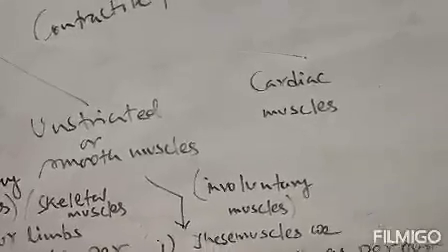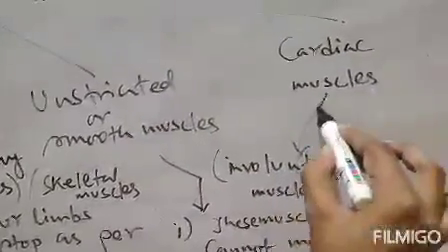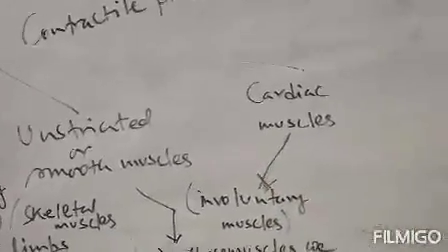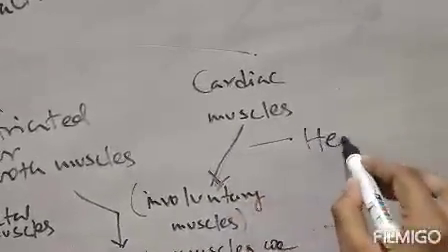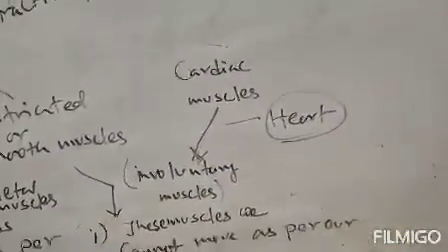They are involuntary muscles. Cardiac muscles are involuntary muscles, but they are only present in the heart. So the location of cardiac muscle is the heart, and they are involuntary muscles.